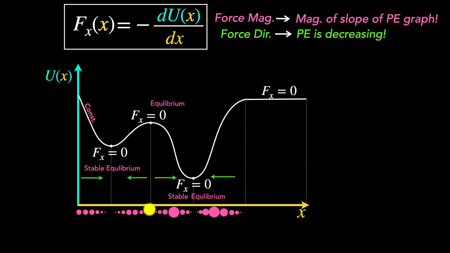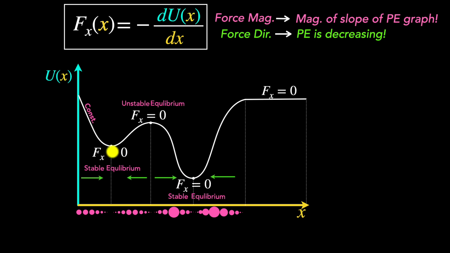So good luck trying to keep a particle staying put over here. Small nudges will take it away from the equilibrium position. And therefore, this is called unstable equilibrium. So look, maxima in your potential energy graphs are unstable equilibriums, and minima, local minima, are stable equilibriums.